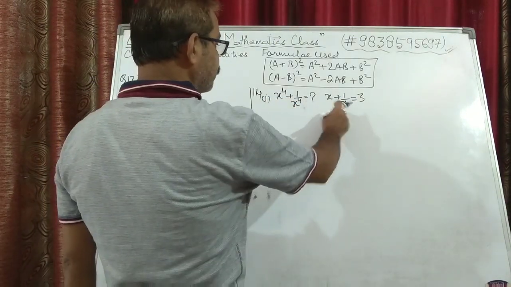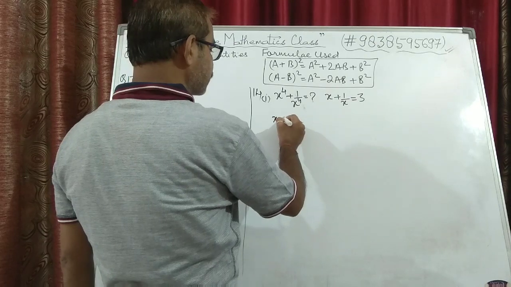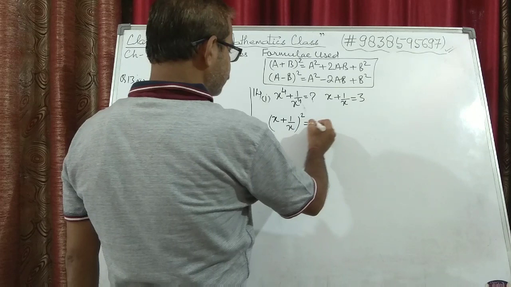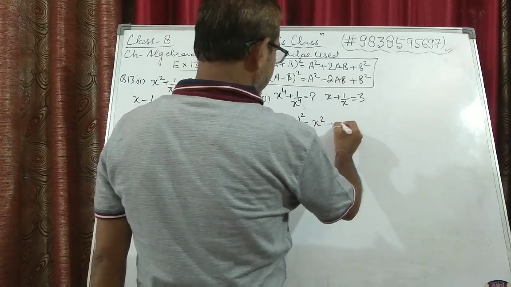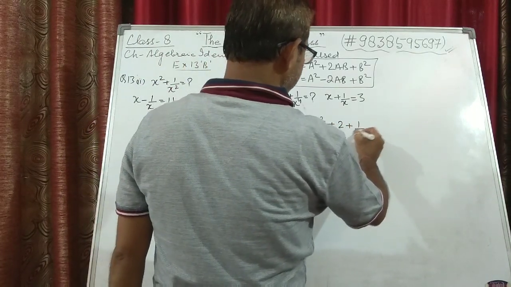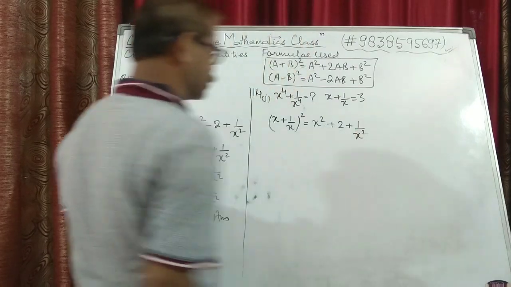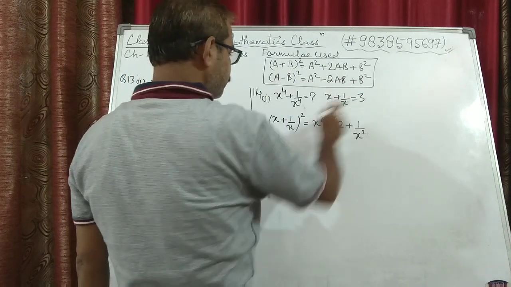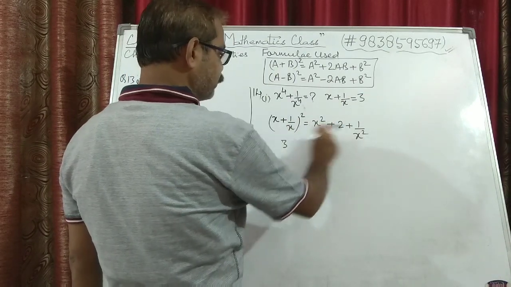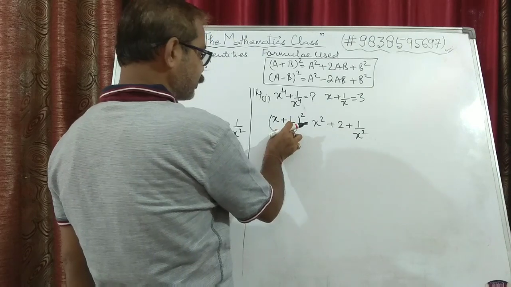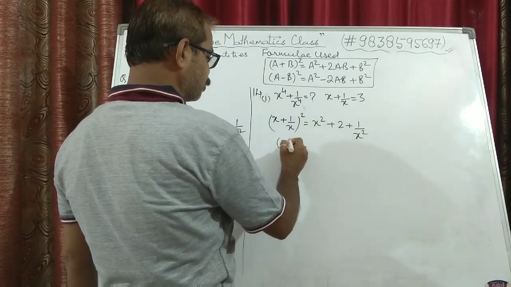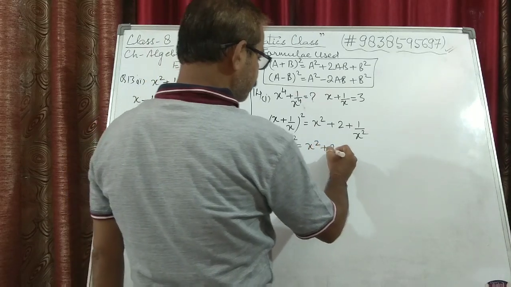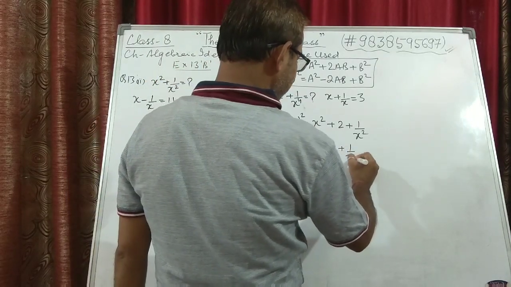So what are we going to do? Again, we know that x plus 1 upon x whole square is equal to x square plus 2 plus 1 upon x square. From this, x plus 1 upon x is given to you as 3. This is simply the formula that you have studied. Now in place of x plus 1 upon x, we can write 3. So 3 square is equal to x square plus 2 plus 1 upon x square.